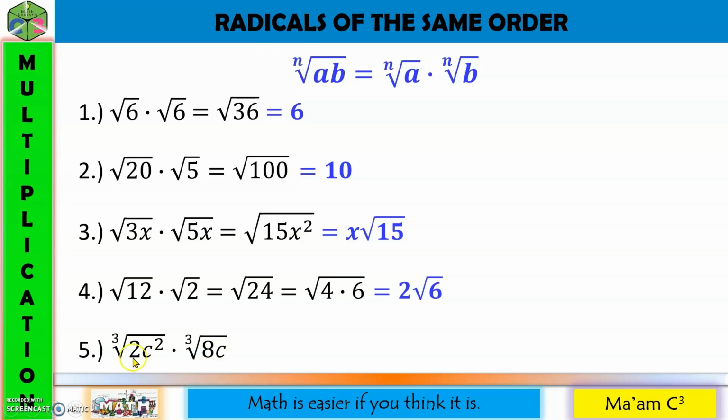Number 5, 2 times 8 is 16. 2 plus 1 is 3. So this is equal to cube root of 16c cubed. The index is 3. The exponent here is 3. 3 divided by 3 is 1. We can factor out 1c. And then 16 is 8 times 2. The cube root of 8 is 2. So let's factor it out. This will be 2c. And then copy what is left, cube root of 2.